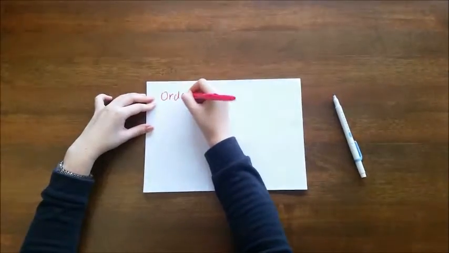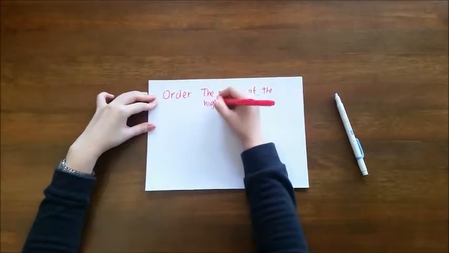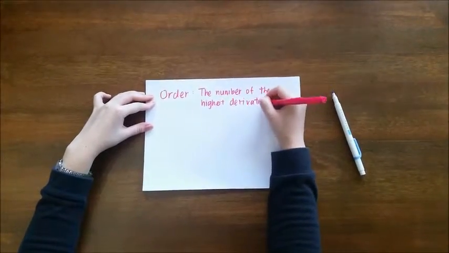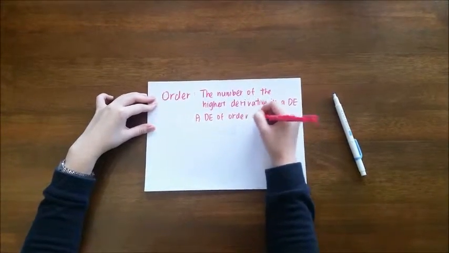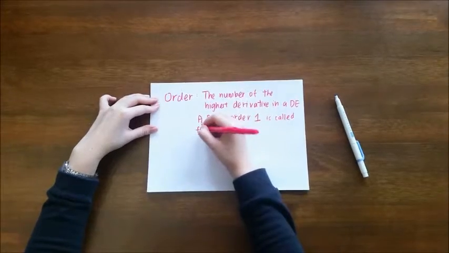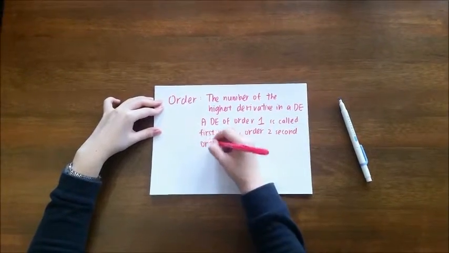So what is order? Let's start with the definition of order. It is the order of the highest derivative in a differential equation. A differential equation of order 1 is called first order, order 2 second order, and so on.